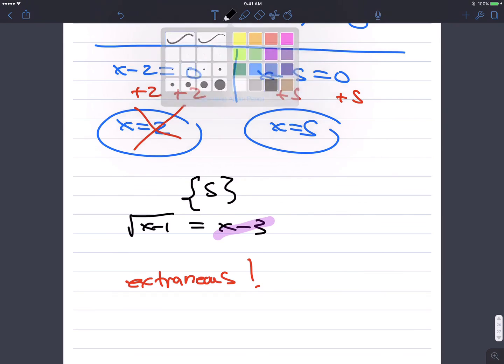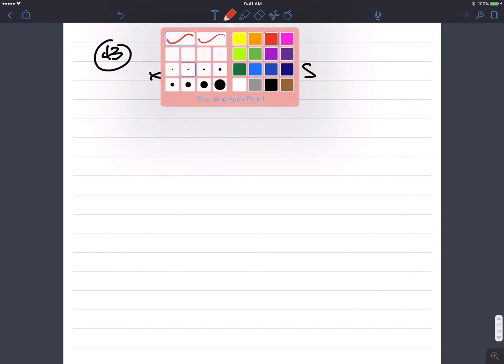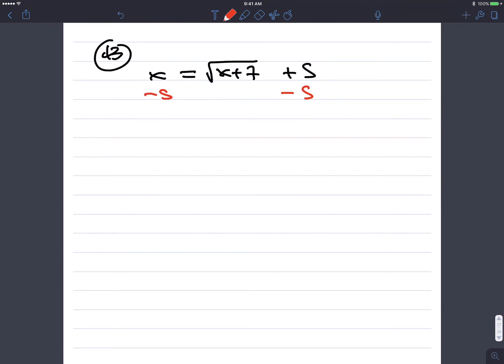That leaves us now to 43. So 43 here. X equals the square root of x plus 7 plus 5. Again, subtract 5 from both sides. You end up with x minus 5 equals the square root of x plus 7. Now, this is written a little differently. You have the x minus 5 without a radical on the left, and you have the radical on the right side. It's no big deal.